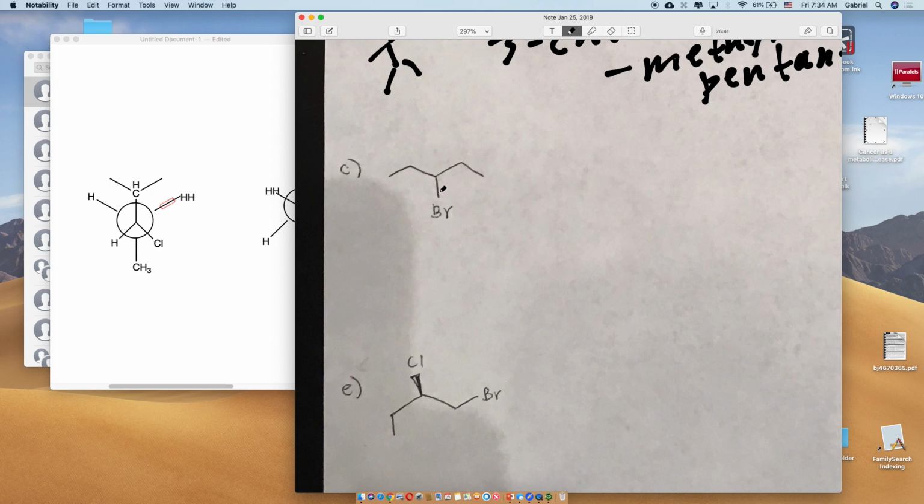It has one in here too. Sorry. So they all have three. If you had to pick one, probably the one that's most stable, wherever the big bulk groups are furthest away from each other. So it'd probably be this one.